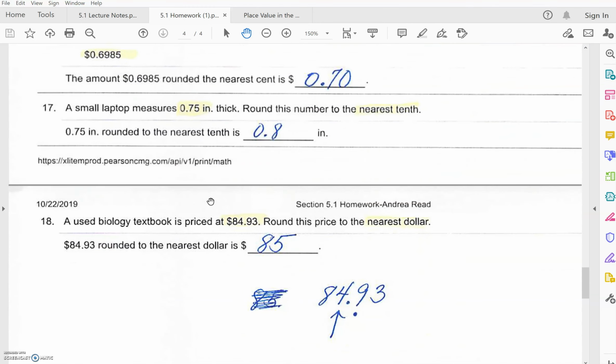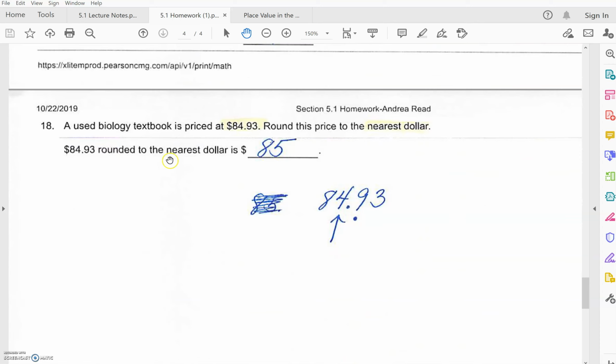So you're going to do some rounding, and then here's a quick word problem where it's just going to have you round. All right, now we'll move over to 5.2.